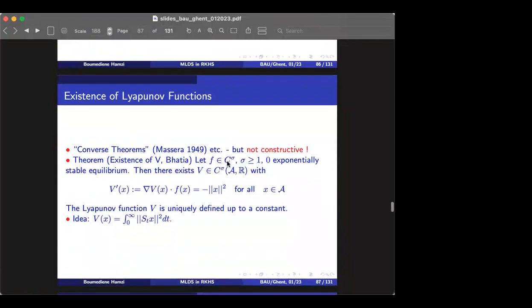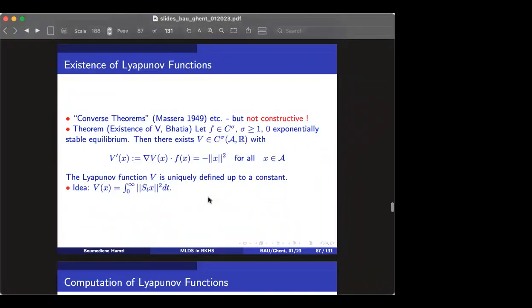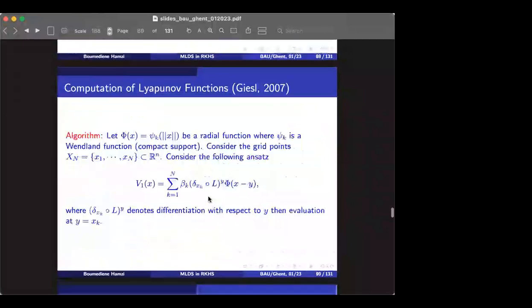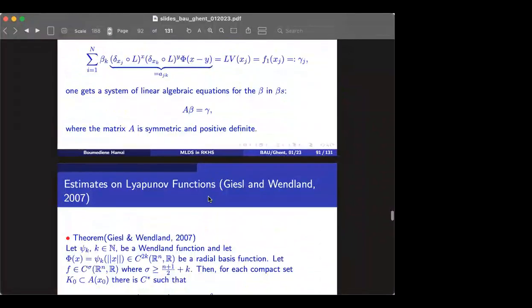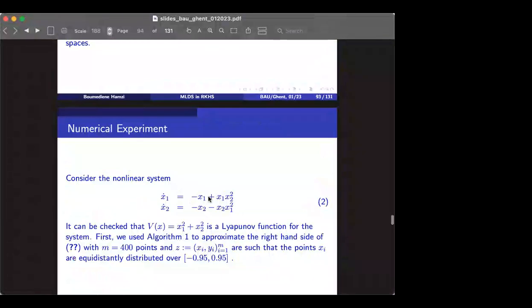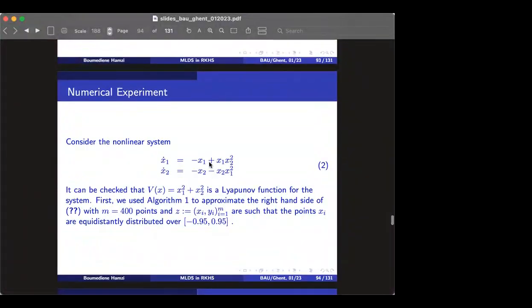Then here we have the existence and a way of constructing a Lyapunov function by looking at this PDE. Instead of looking at a differential inequality, we are going to look at this PDE. Under certain conditions, we proved that we can do that. That's the example here. So we start with this example.